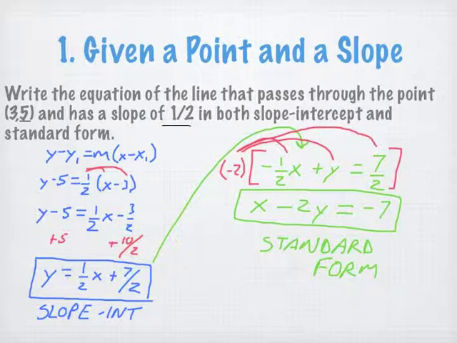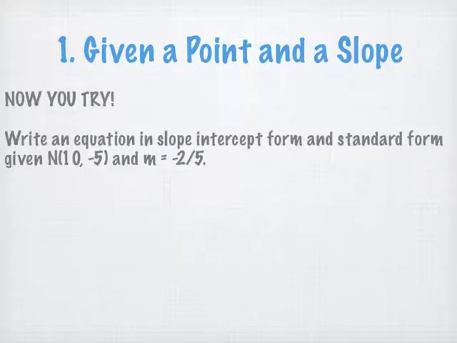Now it's your turn. Give this next example a try. Pause the video and try this out in your notes. You want the equation of a line in both slope-intercept form and also standard form, given that you pass through the point 10, negative 5, and you have a slope of negative 2/5. Pause the video now and give it a shot.